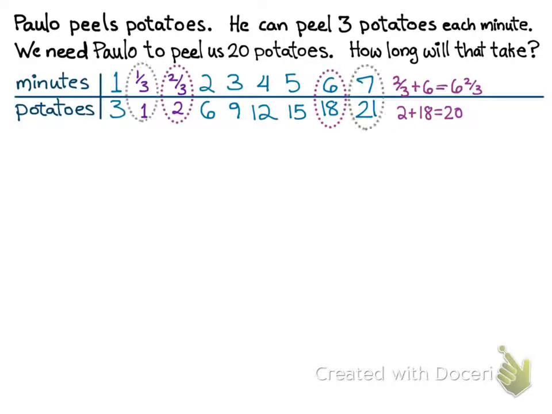I can solve this problem in a different way by looking at these two columns, noticing that 21 minus 1 is 20. And 7 minus 1/3 is 6 2/3. And you can see here I got the same answer both ways that I did it.